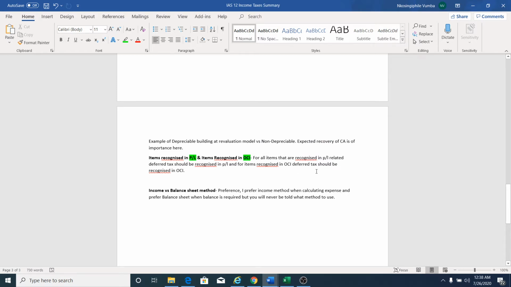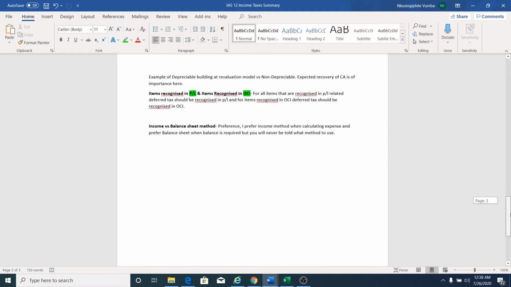For example, let's make an example about land. Let's say it's carried at the revaluation model. The cost is 100,000, and then we revalue it to 150,000. Accounting, we debit land, we credit a revaluation gain at OCI. That revaluation gain is an income that goes to OCI. So the related deferred tax of that revaluation gain, 28% multiplied by that 50,000, should also go to OCI. That's what I wanted to tell you about this.